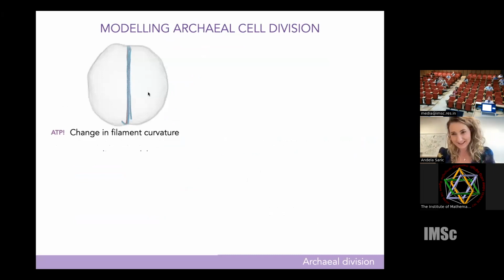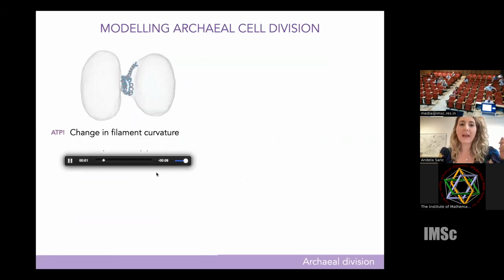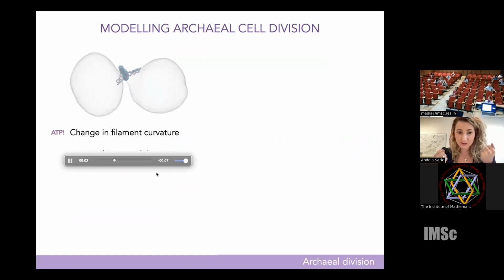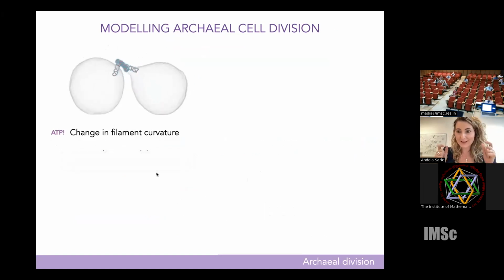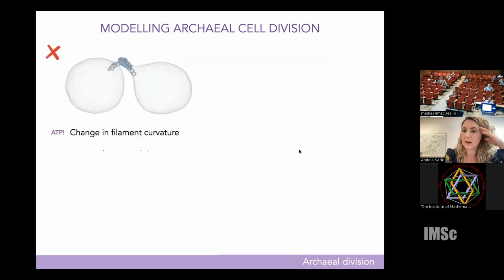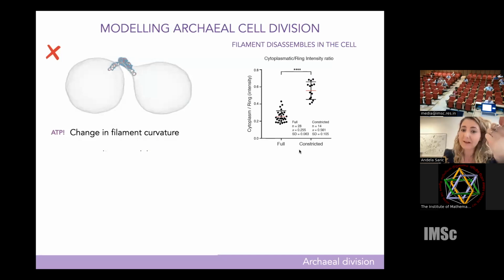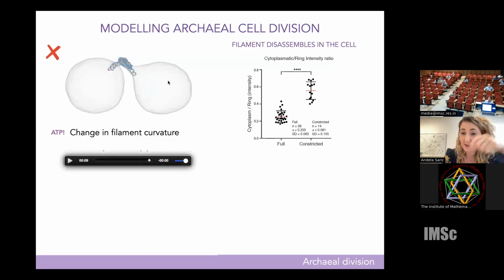So what we do here is we take the cell and the filament on the side, we suddenly change the curvature, and it really does squish the cell. But of course, the filament being there, it still glues the two cells together. And if you go back to the experiment, you do see that the protein content in the cytoplasm goes up when the cell constricts, meaning that the filament disassembles.